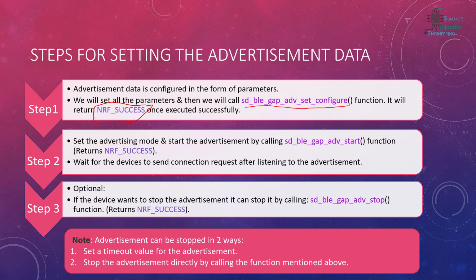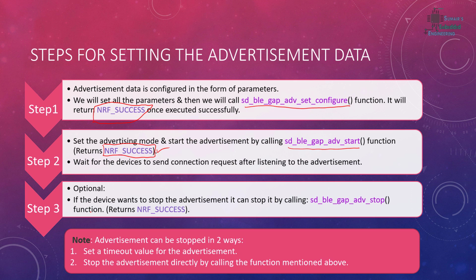After we have configured everything, we will just start the advertisement, and for that we have sd_ble_gap_adv_start, or ADV start. This function will return the NRF_SUCCESS value. Once we receive this value, it means that our advertisement has been successfully started. So now our device is advertising. The slave device is going to wait for the master devices to send the connection request after listening to the device's advertisement. And the last step is optional.